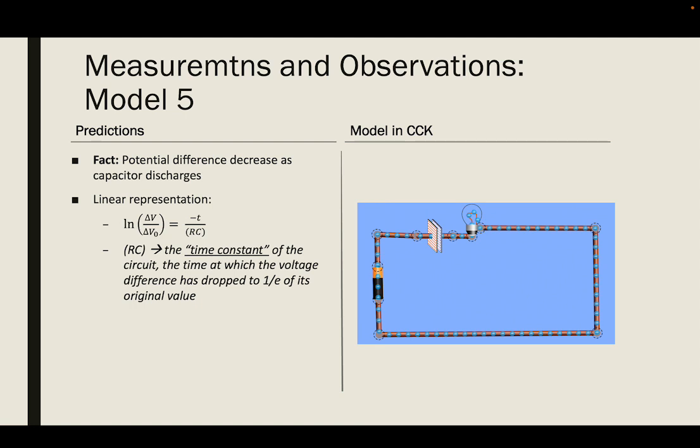Here we focus on the time-dependent voltage across a discharging capacitor. An important fact to remember here is that potential difference decreases as the capacitor discharges. So the main goal here is to calculate RC times by measuring and then plotting potential difference values through time. On the right, I have included a screenshot of the digital circuit model that I used for my measurements, which is the same as the model on the previous slide.